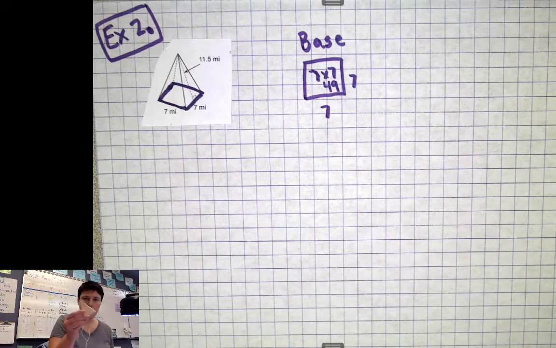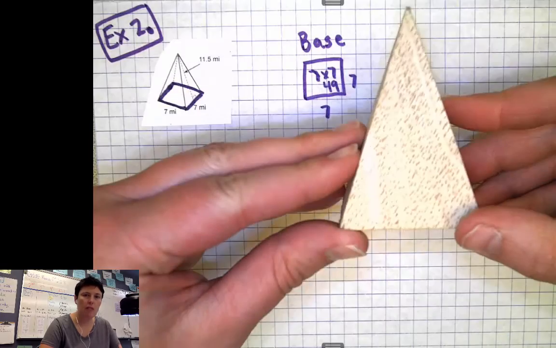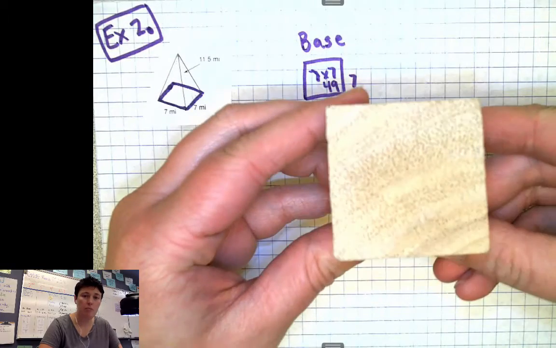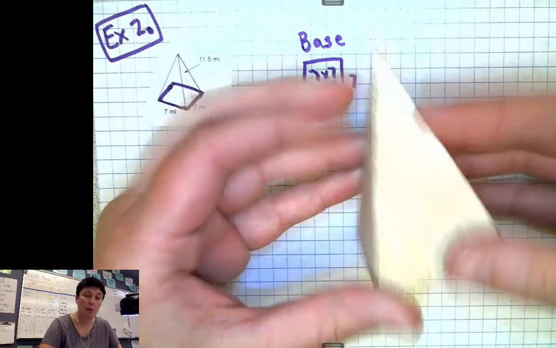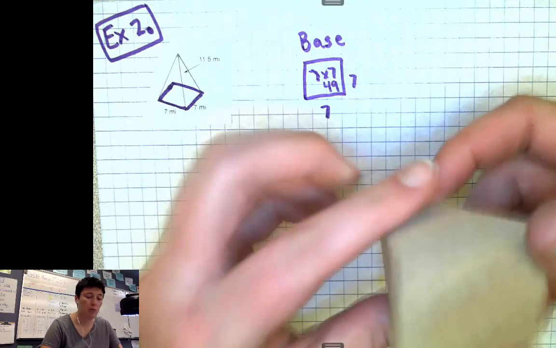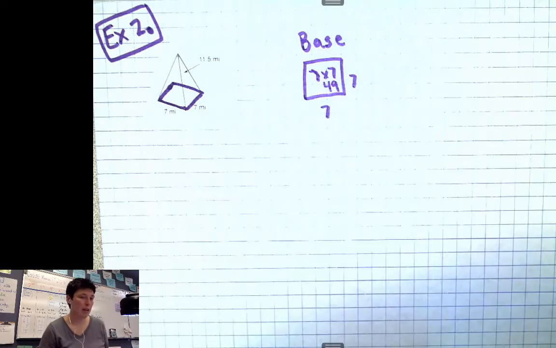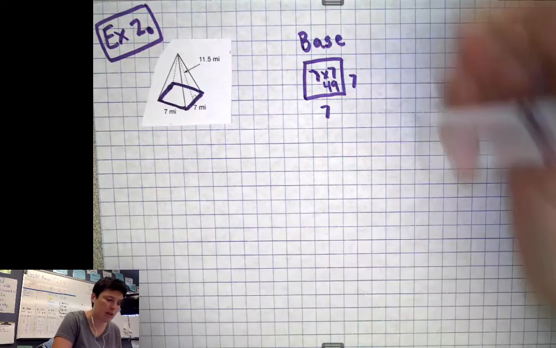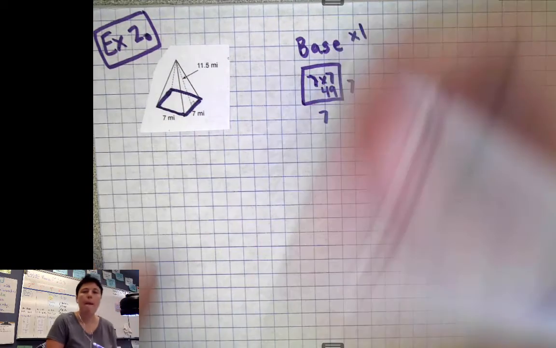But when you're looking at your pyramid, how many bases are there? Well, that's what's unique about a pyramid: there's only the one base. Everything meets up at a point. So there's only one of these. I don't times this by anything. So next to the word base, I'm going to write times 1.